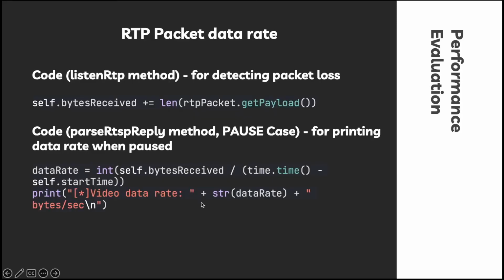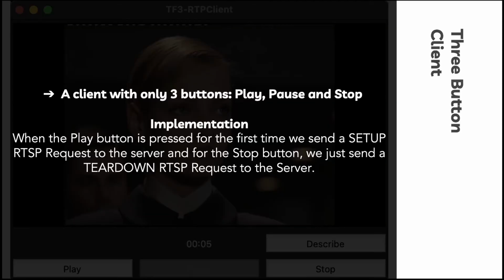So we can implement that by using this line of code, self.bytes_received += length of RTP packet's payload. Now what it will do is the bytes received will contain the total length. So now we'll need to divide it by the time. That is how we can get the data rate. We'll get the data rate in bytes per second.